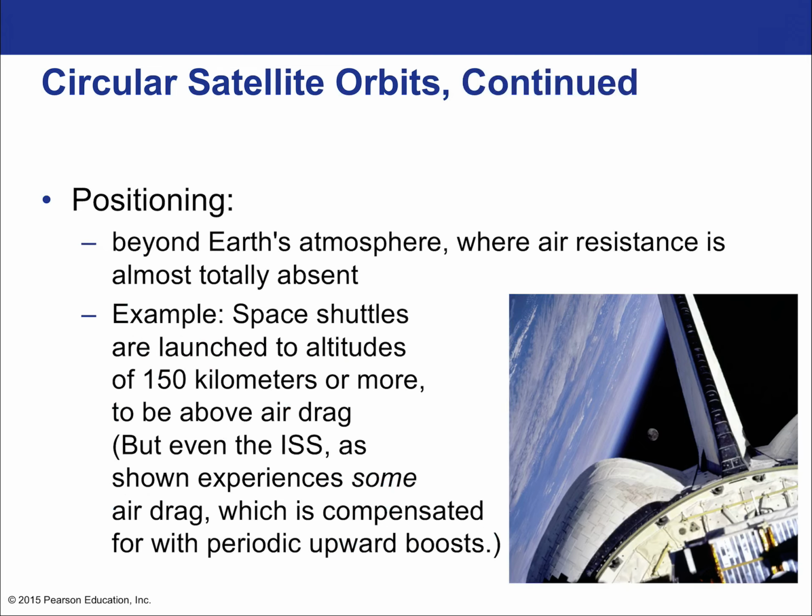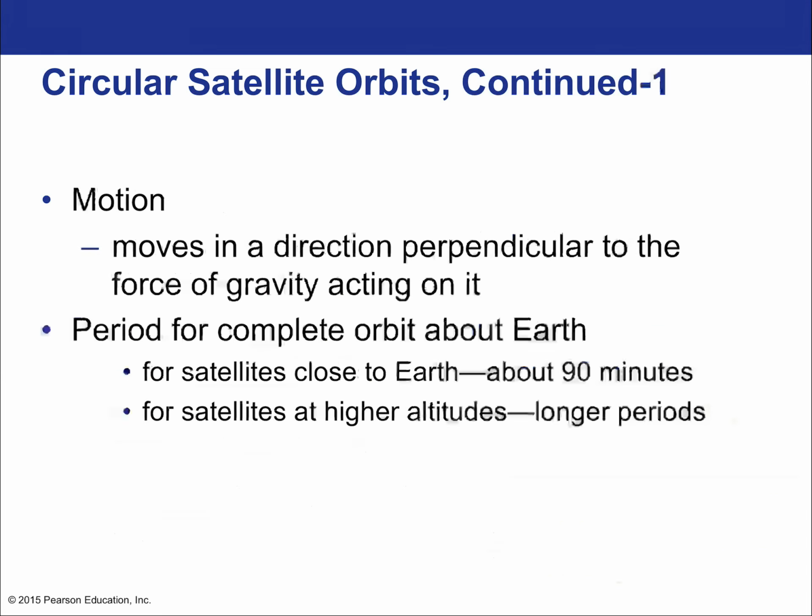Beyond Earth's atmosphere, where air resistance is almost totally absent, space shuttles are launched to an altitude of, for example, 150 kilometers, to be above the atmosphere. Then they're angled and given a final thrust, a final push, to make them that ideal projectile, following a path with enough horizontal velocity that they never hit the ground. Their horizontal displacement is great enough that by the time they fall 5 meters, the Earth has also curved under them 5 meters, okay?